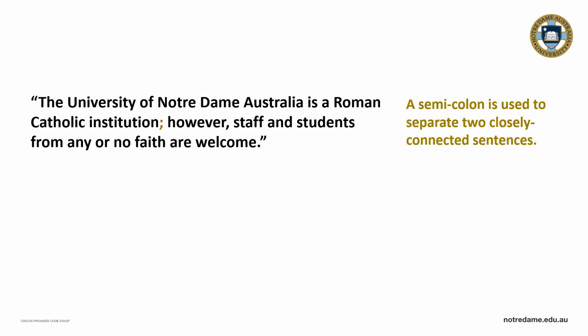So as you can see there, we have a separation between two closely connected sentences, and that's why we use a semicolon. We could put a full stop there and begin with a capital letter. However, when you use a semicolon, you could use a full stop, but we prefer a semicolon when the two sentences are closely connected.